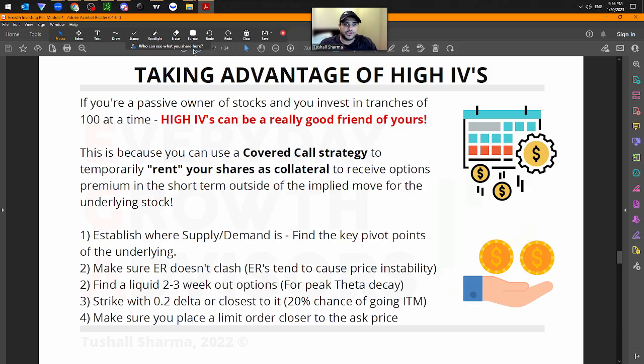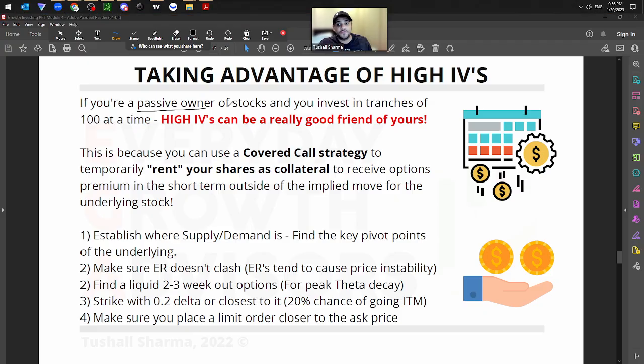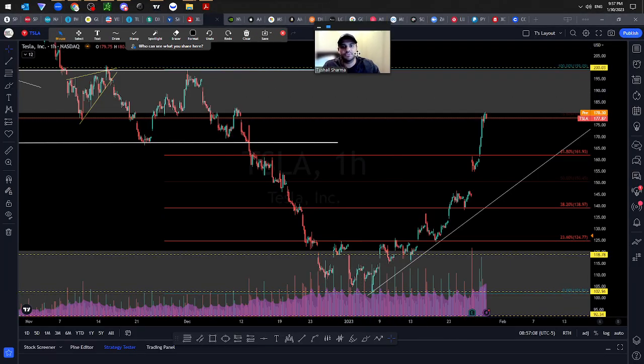So how do we take advantage of high IVs? Surely there must be a silver lining in all of this, right? Well, if you're a passive owner of stocks and you invest in tranches of 100 shares at a time, then high IVs can be a really good friend of yours. In fact, for me personally, it's a really good income every month. Why? Because you can use a covered call strategy to temporarily rent your 100 shares as collateral to receive options premium in the short term, outside of the implied move of the underlying stock. For example, I have 100 shares of Baba, and I recently played this covered call.